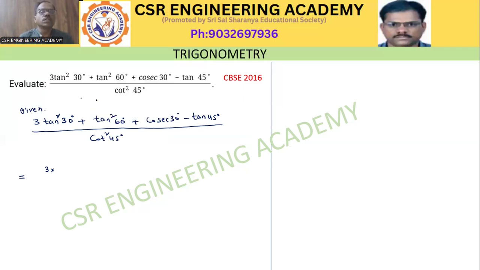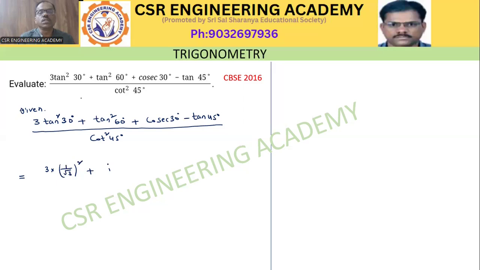30. That is 1 by 2 by root 3 by 2. 2 gets cancelled. That is 1 by root 3. (1 by root 3) whole square plus tan 60 is equal to sin 60 by cos 60. Sin 60 is equal to root 3 by 2 divided by cos 60, 1 by 2. 2 gets cancelled. That is root 3.